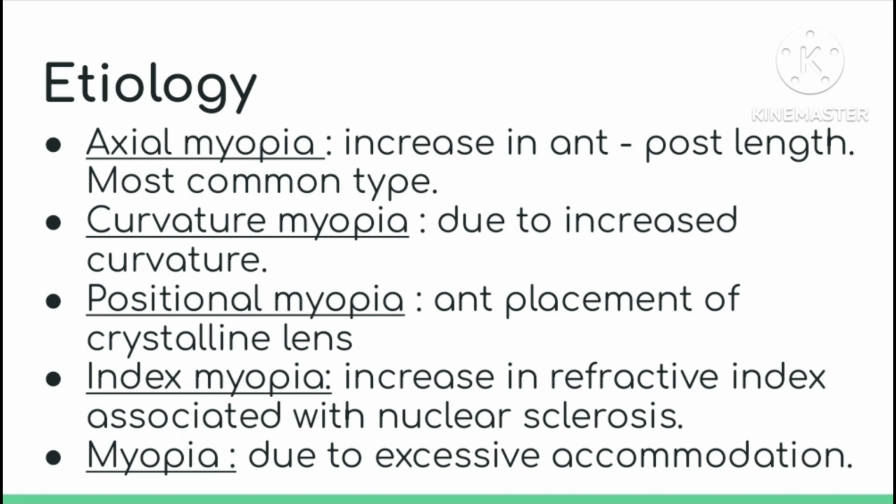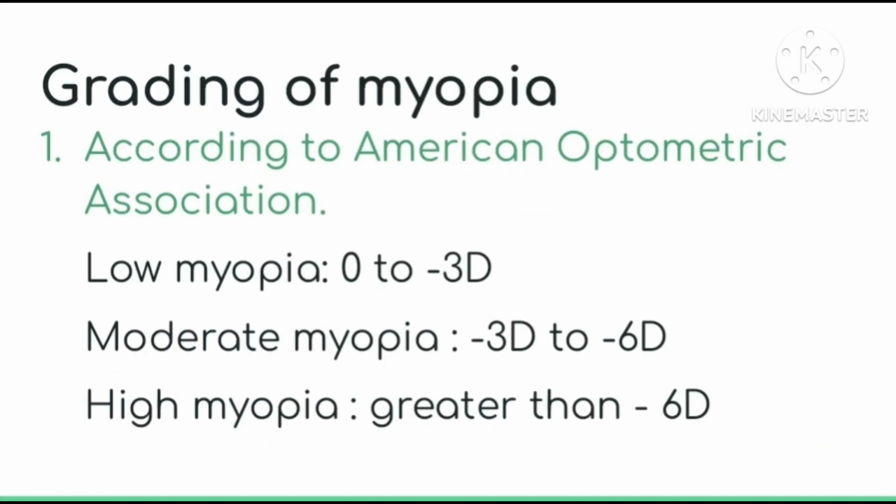Positional myopia is due to anterior placement of the crystalline lens. Index myopia is an increase in the refractive index, so more refraction takes place and the image is formed before the retina, and this is usually associated with nuclear sclerosis of the lens. Myopia can also occur due to excessive accommodation. There is a spasm of accommodation, the ciliary muscles are contracted, the zonules are relaxed, and the lens becomes more curved, and due to the spasm they are not able to return to the normal position. This leads to myopia.